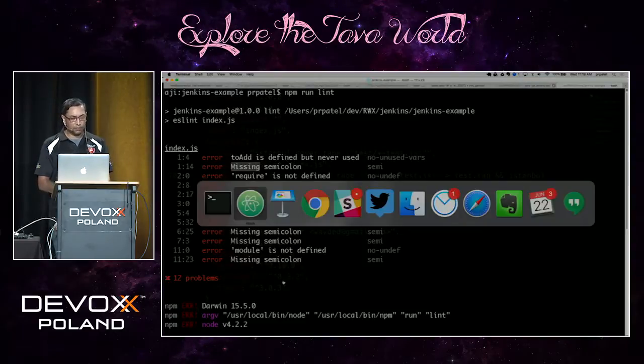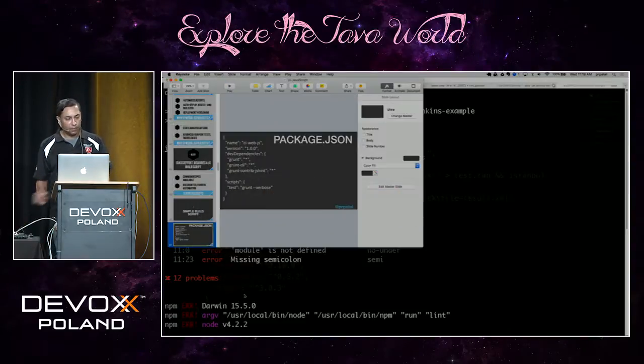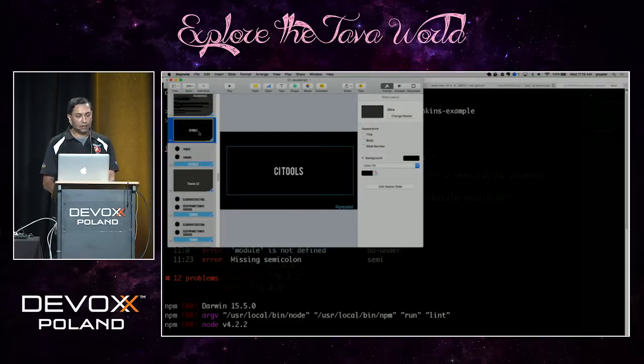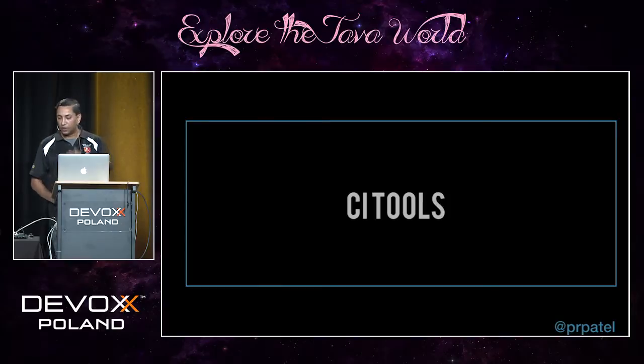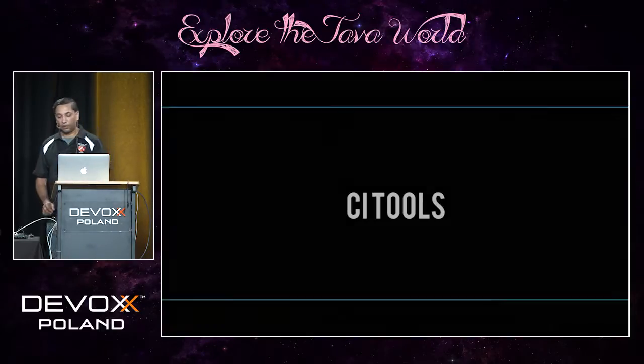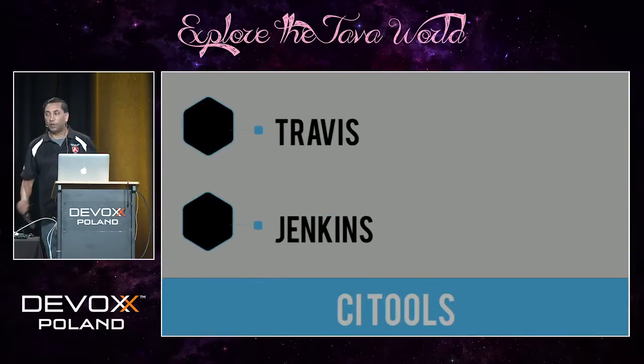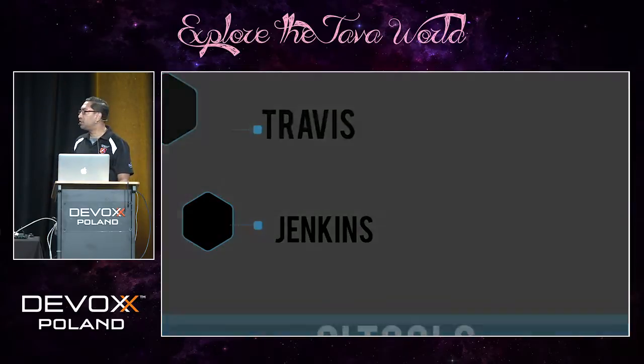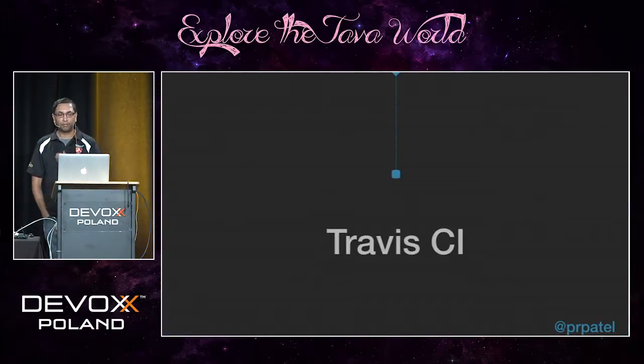All right, so let's get into our slides a bit and talk about a couple of different CI tools. So there are a few CI tools that we can use to give us the ability to run in an automated fashion our unit tests, code coverage, other things like that. So we have Travis and Jenkins. So let's talk about Travis very quickly.